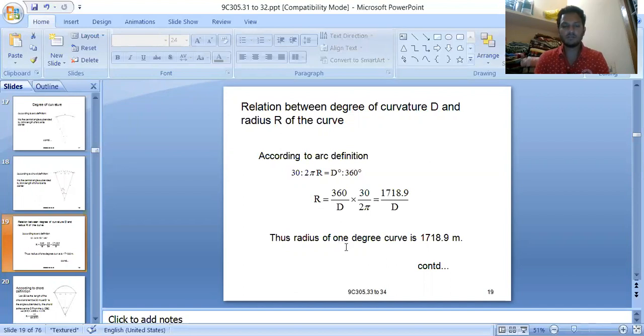The radius of a 1 degree curve is 1718.9 meters, because for a 1 degree curve D will be 1, so R is equal to 1718.9 meters. In this way we can find the radius of a curve for a given degree of curve. Suppose in any problem the degree of curve is not given and the radius of the curve is given, we can calculate from this equation.